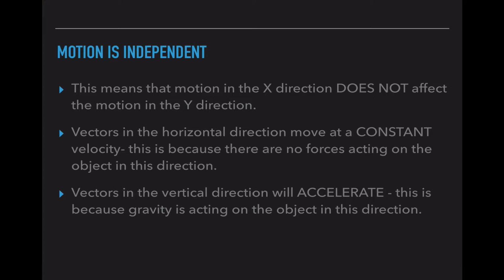So what this means, and this is what I want you to add to your notes, is that the motion in the x direction does not affect the motion in the y direction. The vectors in the horizontal direction move at a constant velocity. This is because there are no forces acting on the object in that direction, and that's because we ignore air resistance just to make our life easier. Vectors in the vertical direction will accelerate. That's because gravity is acting on those objects in that direction only, so your velocity will be changing. Okay, so take a second and make sure you have this in your notes.